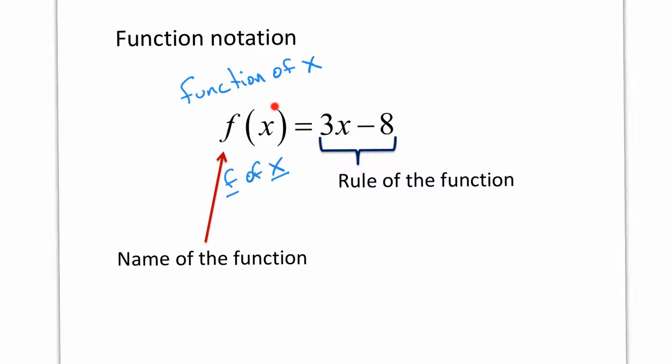Now this function here is equal to 3x minus 8. This part of the function is called the rule of the function, which means this is going to help us find the values that we want to evaluate. When we want to find the y value, we are going to input an x. That's why you have an x here. So you're going to substitute, you're going to input an x, and we're going to get an output. I'll explain that more in a second. But that rule is what helps us find those values.